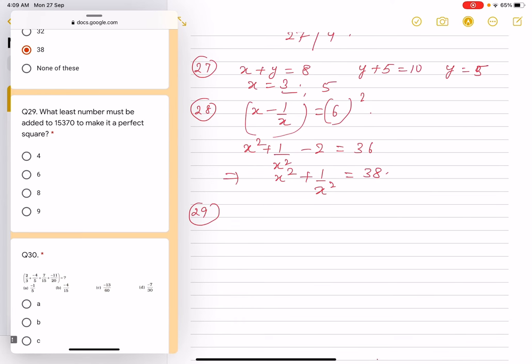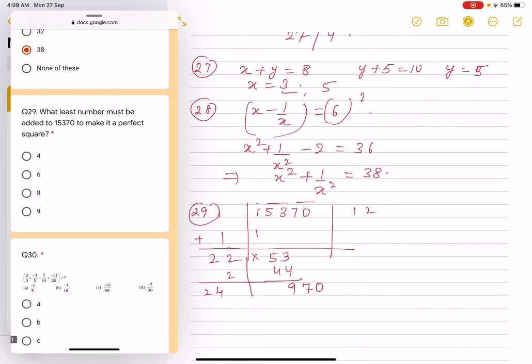What least number must be added to 15370 to make a perfect square? What will be added? Check. 1 is there. 53. One more. 2 is there. So if I write 2, 44. 9 will be there. 70. So here also I add 22, 4. So I think it will be 2, 3, so 3 will be less. I take more. If I write 4 here, 4, 16, 1 carry over, 4, 16, 17, and 4, 2, 9. Means I must have 976 to make a perfect square, but I have short of 9.